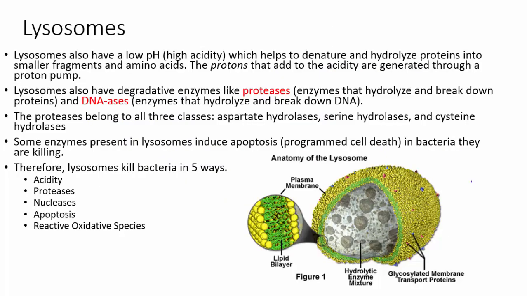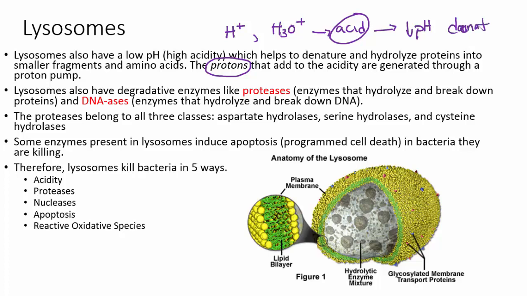Some other things that lysosomes contain, like I mentioned earlier, are acid. So there are protons here. If you look at a proton, you can either draw it as H+, or another way you'll see it drawn is as H3O+, the hydrated form. Either one of these is what we call acid. Lysosomes are filled with acid, meaning that they have a low pH, and the low pH denatures proteins.